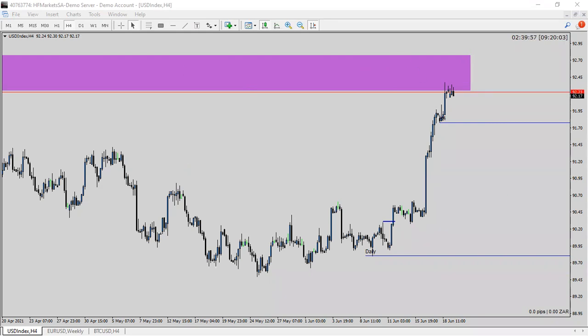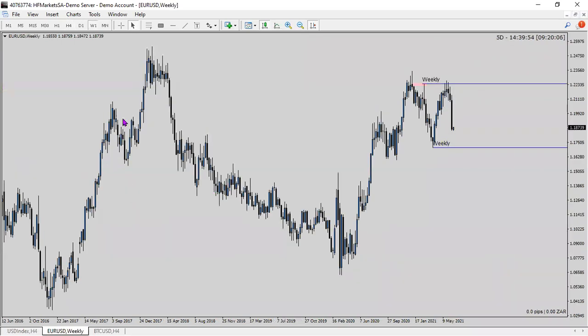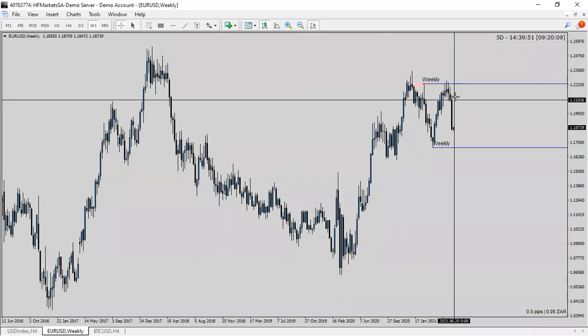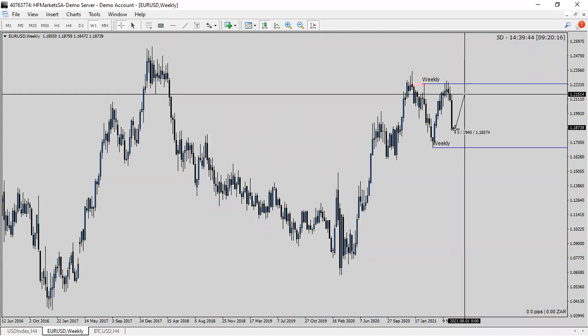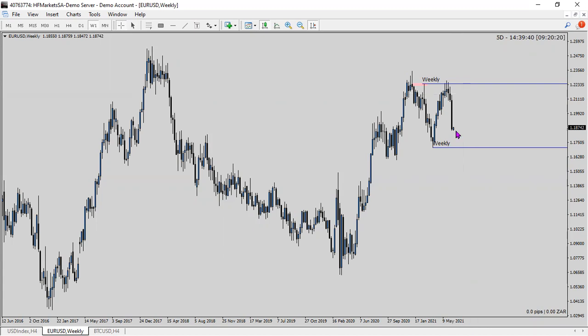So moving on from that, let's move on to Euro USD on the weekly chart. We did speak about this as a key area. We'll see a huge bearish push off that. And as you can see, last week's candle was 300 pips. 300 pips, not bad, not bad for 1 week, right?